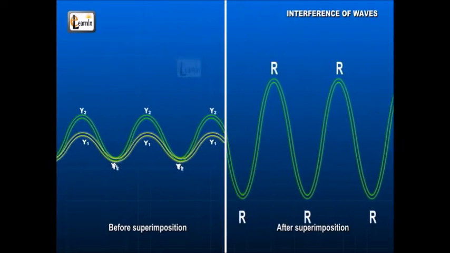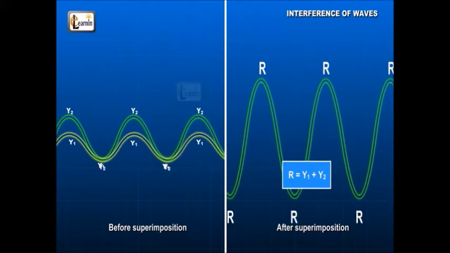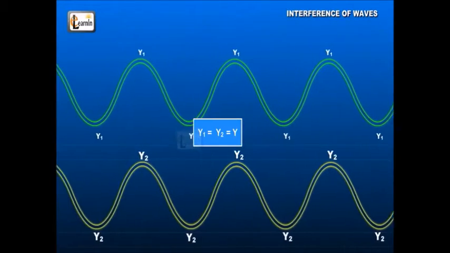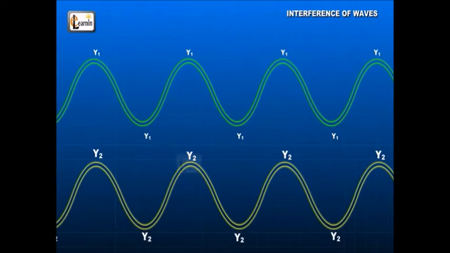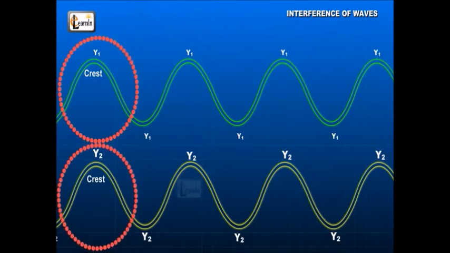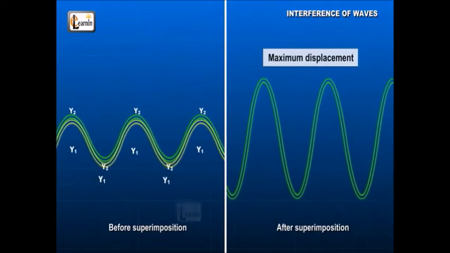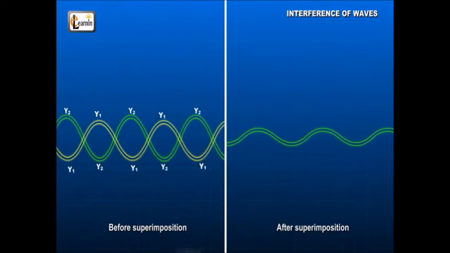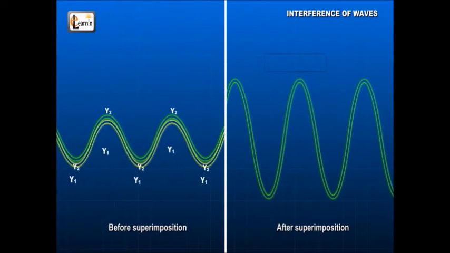The displacement r at the point of interference would be given by r equals y1 plus y2. When both sources have the same amplitude, then y1 and y2 would be equal to y. When y1 is due to a crest or trough, and y2 is also due to a crest or trough, the resultant would be the maximum. And when y1 is due to a crest and y2 is due to a trough, or vice versa, the displacement would be minimum.